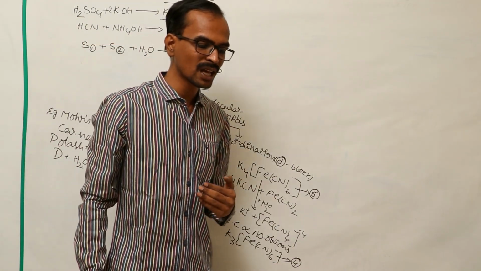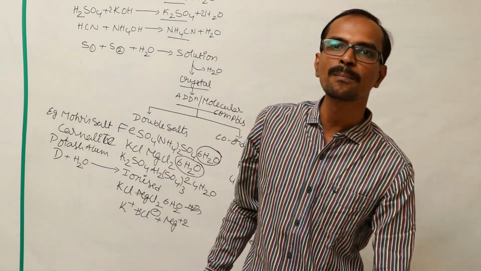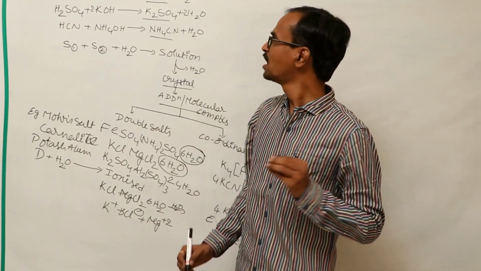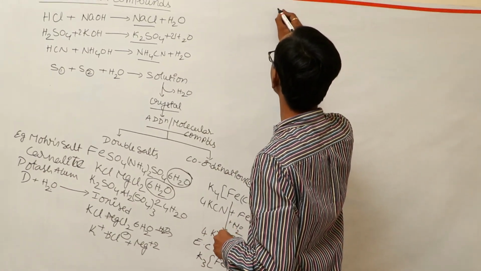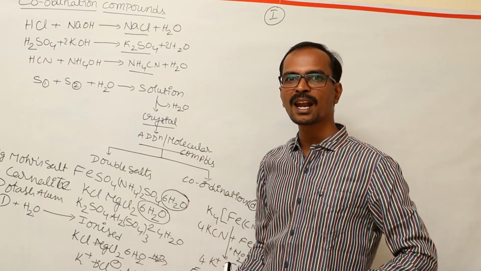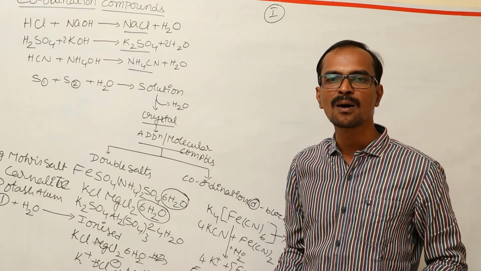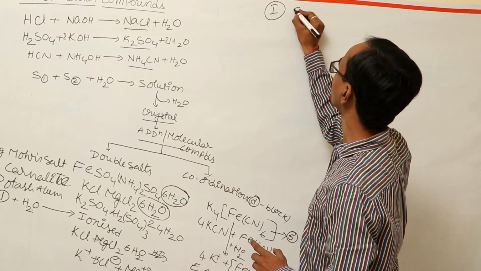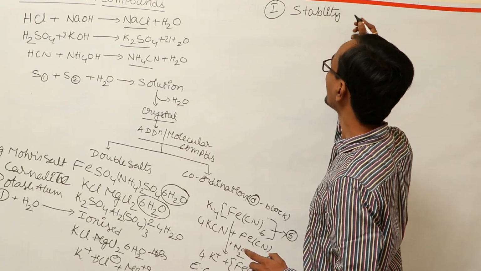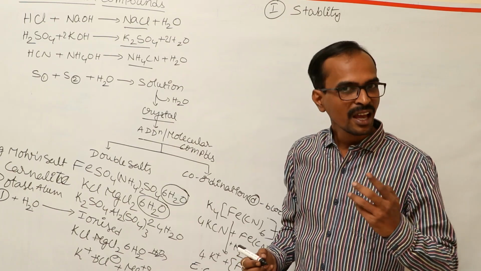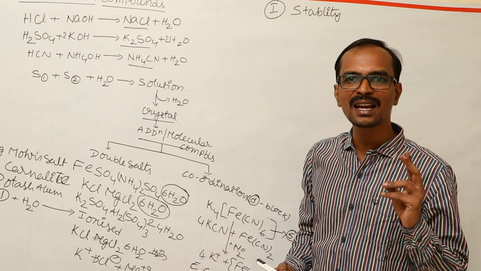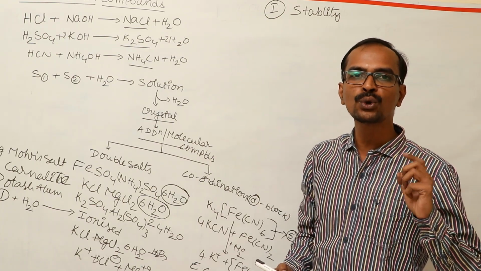Now let's have a look at the classification of the complex compounds. How can we classify the complex compounds? Here the classification of the complex compounds is done based on different parameters. The first parameter taken for the classification of the complex compounds is the stability of the complex, which is unique, and you cannot find this kind of classification anywhere or in any other videos. Based on the stability, we can classify the complex compounds into 2 different types.